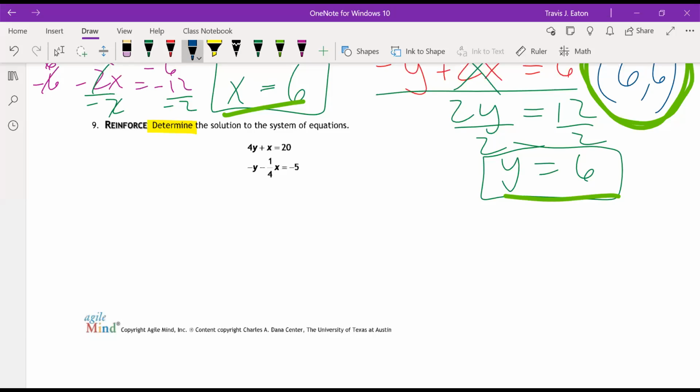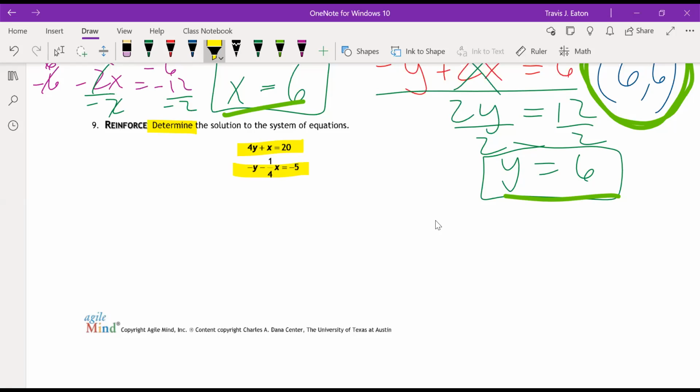Here we go. So, like I said, we have looked at systems where there's a definite solution, there's no solution, then there are infinite solutions, and we have some practice with that. But let's see what this one gives us when we figure it out. So we have 4y plus x equals 20, and negative y minus 1/4 x equals negative 5. Sorry, that's my dyslexia kicking in. So here are our two equations in the system.